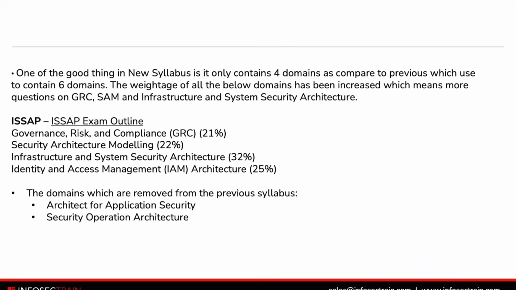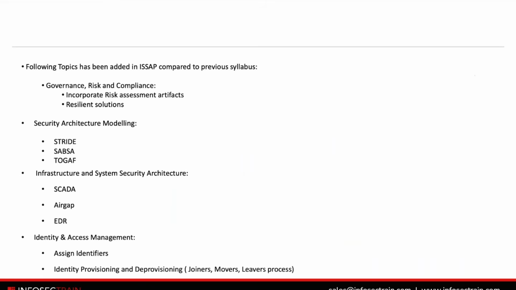Like, we basically have SABSA, we have the TOGAF architecture, we have your compliance frameworks, like COBIT, right? So in all these areas you will be getting more and more questions. So what are the topics which are being added in the new ISSAP syllabus, which was not there in the previous one?